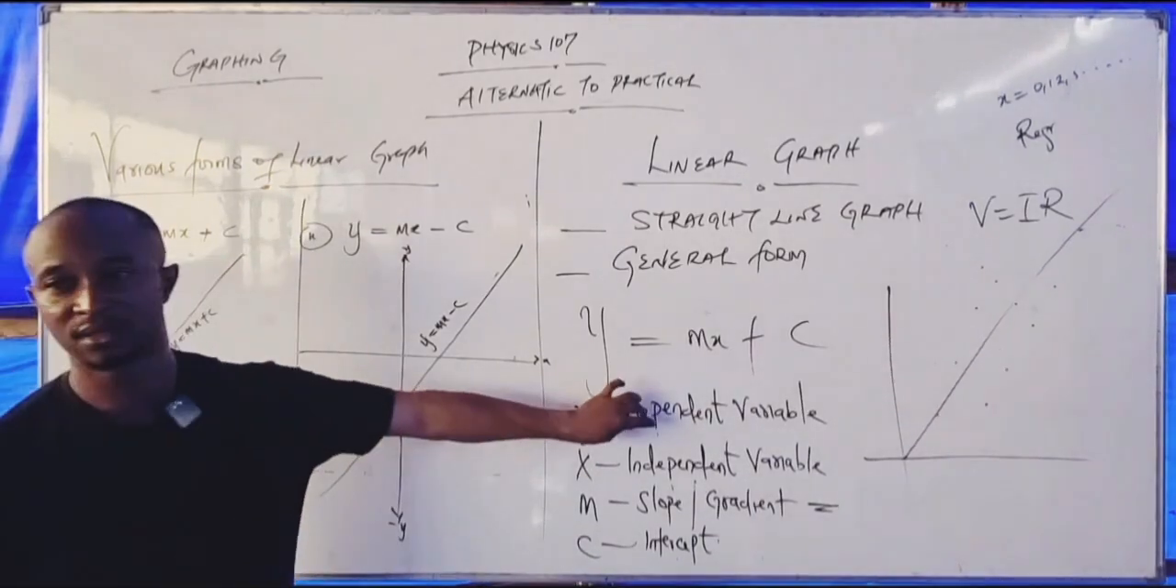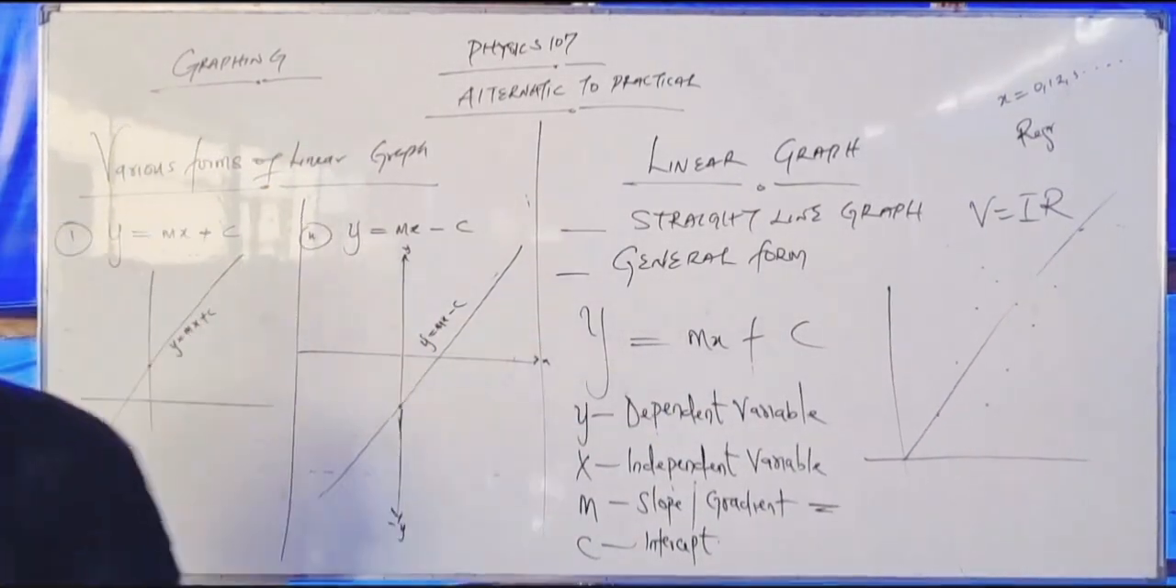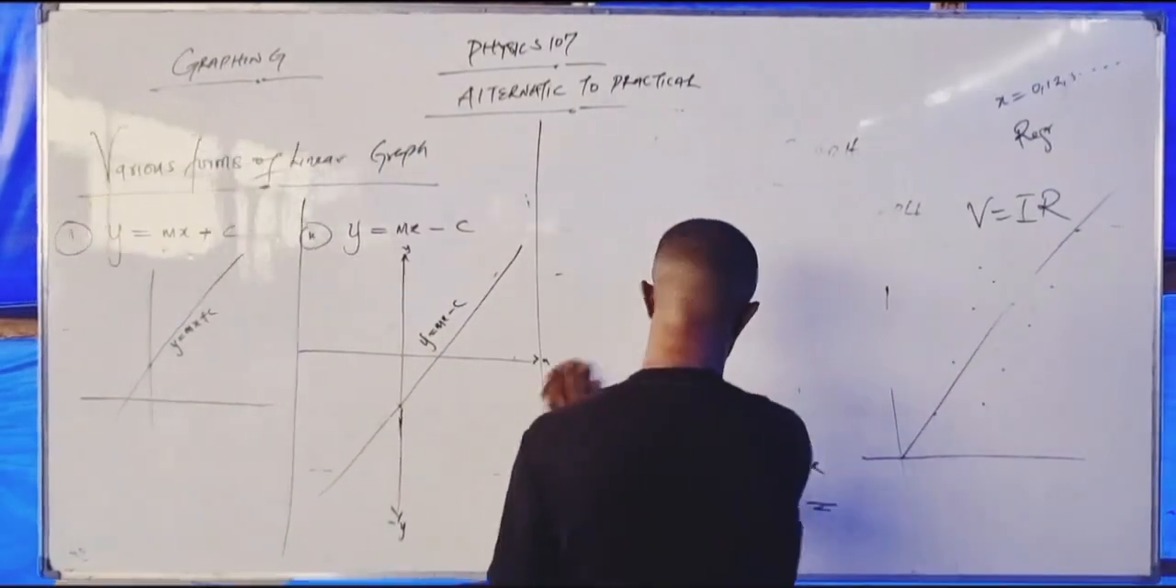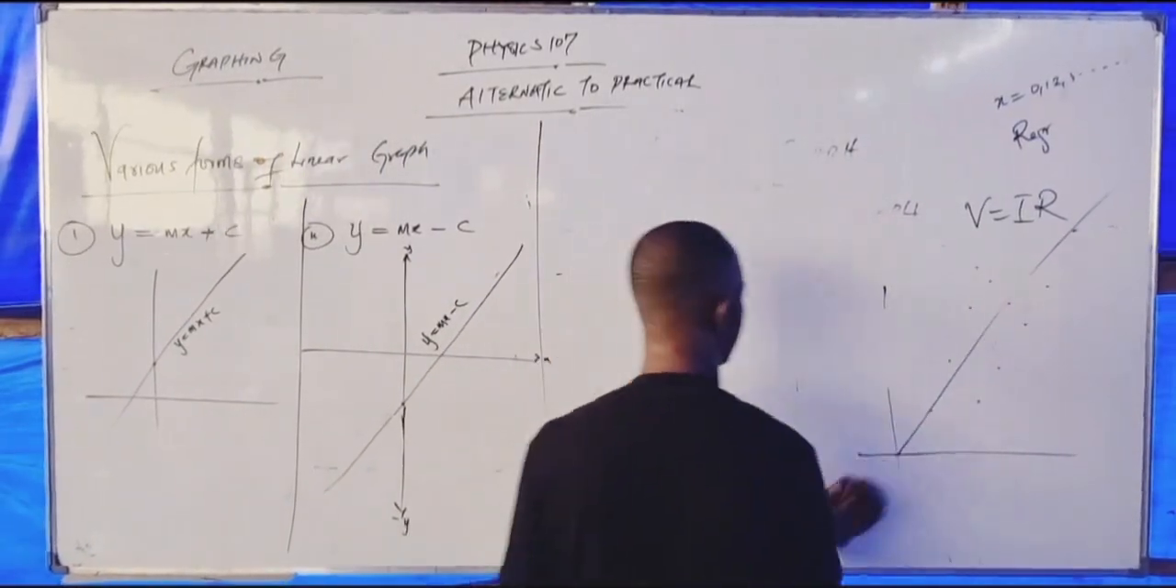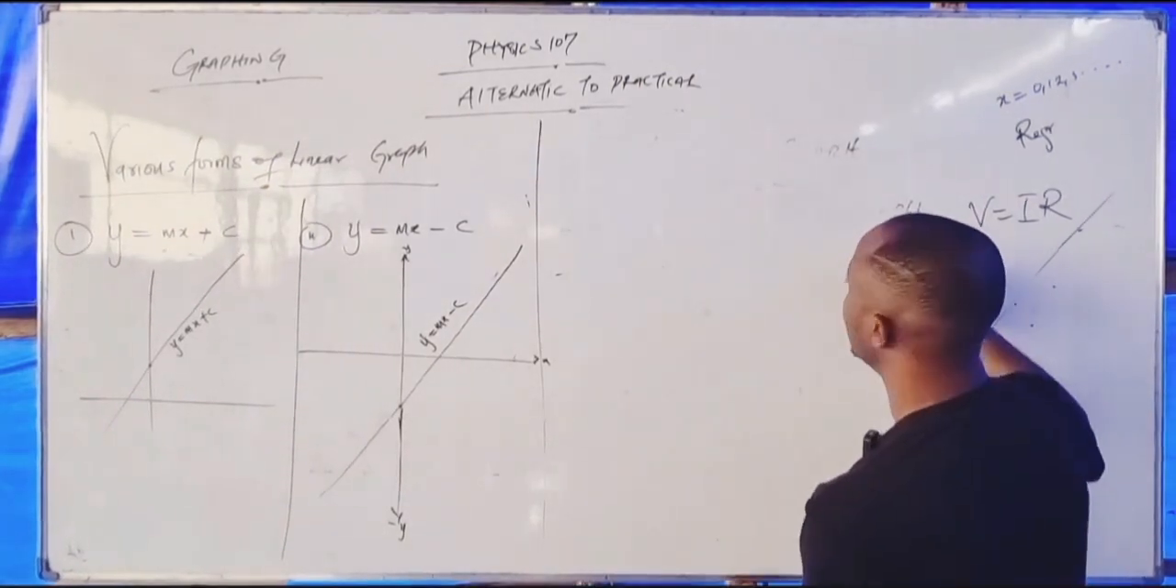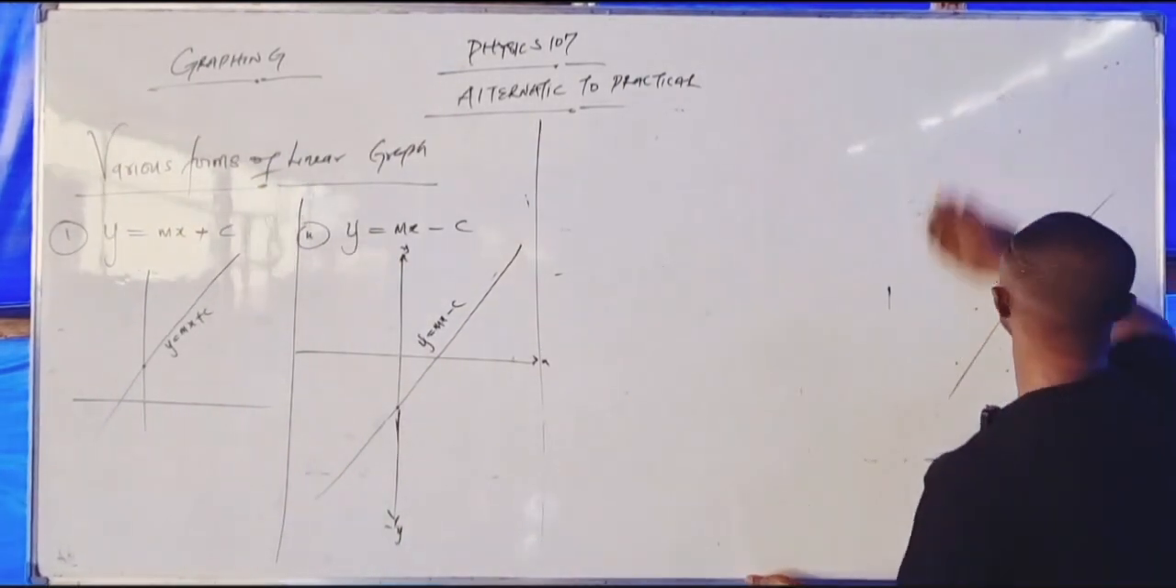Are you done with this? Correct me, yeah? Okay. Here are the various forms of linear. We have seen the second case. Let's see the third one.